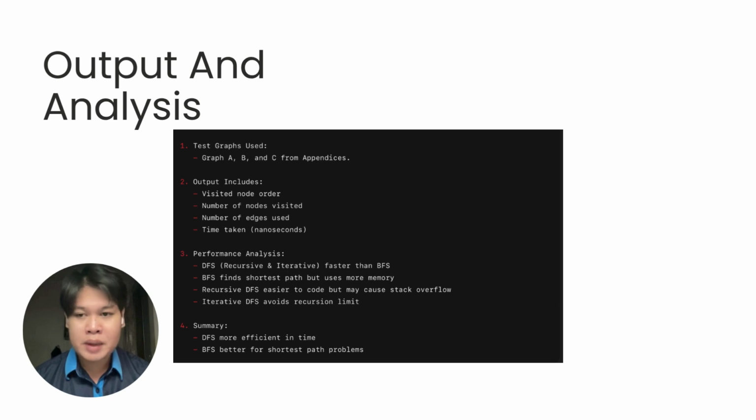The recursive DFS was easy to write, but it can crash on very deep graphs due to stack overflow. On the other hand, iterative DFS avoids that issue because it uses a custom stack. So for the conclusion, for performance, DFS wins, especially iterative DFS. But for shortest path problems or where level order is important, BFS is the better choice.